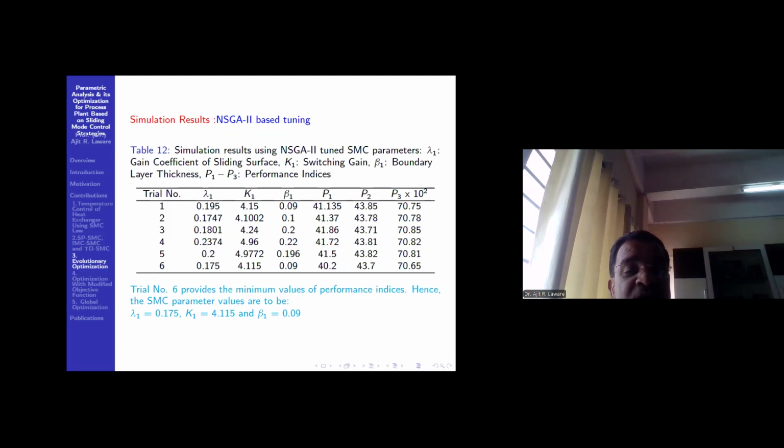I have conducted a total of 6 trials, and I'm getting lambda 1, k1, beta 1, p1, p2, p3. P1, P2, P3 are the three objective functions, and lambda 1, k1, beta 1 are the 3 parameters of NSGA2. Now what I will check is the minimum value of the objective functions. Here trial number 6 gives the minimum P1, P2 and P3. The corresponding lambda 1, k1 values I'm picking, such as 0.175 and all that. So I will select trial 6.